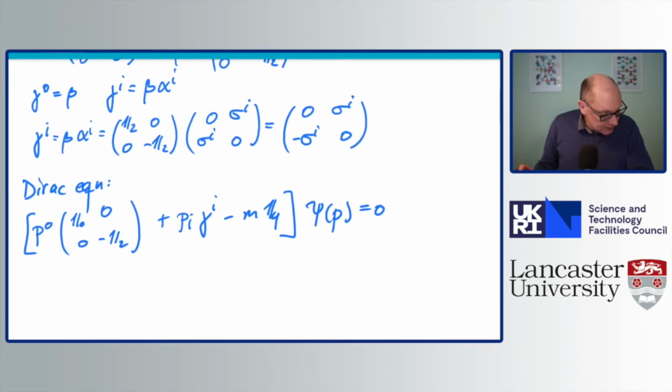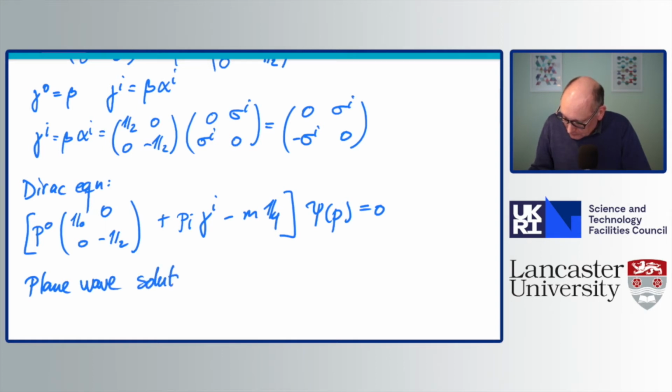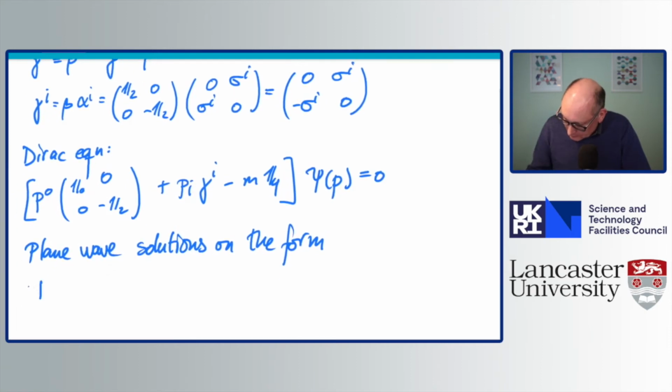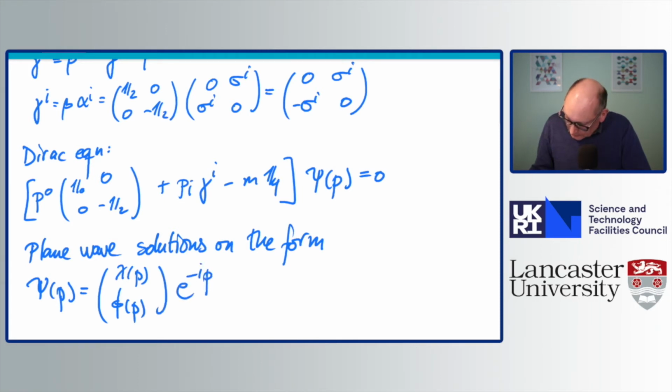Now, since we have here a structure of matrices which is block 2 by 2, we will speculate that we can find the solutions, or the plane wave solutions, on the form psi of p is, a 2-column vector phi of p, sorry, e to the minus i p x.